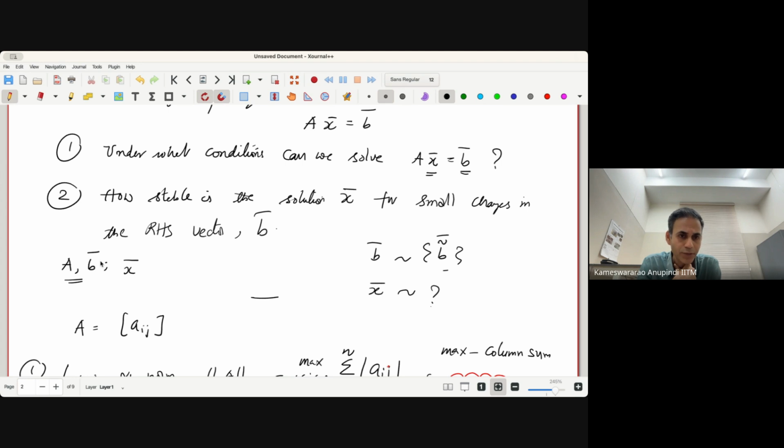For example, let us say you have changed your B bar by 1%. You have some value, so you increase your B bar by 1%. Then how much will the X bar change? Will it also change by 1%, or will it change by 10%, or something like that? That's what we are interested in.